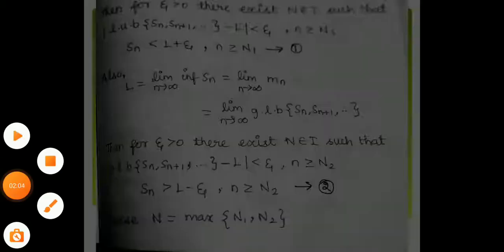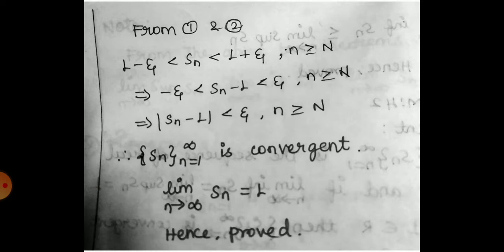Now L equals limit inferior Sn, we have to take. As per the definition, limit n tends to infinity Mn, so GLB of Sn plus 1, Sn plus 2. So for every epsilon greater than 0, there exists n belongs to I such that GLB Sn plus 1 minus L. So it can be written as Sn is greater than L minus epsilon, where n is greater than or equal to n2, is the second equation. So from the first and second equation, we take the maximum of n1 and n2, which can be written as capital N. So from 1 and 2, L minus epsilon is less than Sn less than L plus epsilon, where n is greater than or equal to N. Now minus epsilon is less than Sn minus L less than epsilon, where n is greater than or equal to N. Then modulus should be taken: modulus Sn minus L is less than epsilon. Then obviously Sn has the limit. So Sn is convergent. So limit Sn equals L.